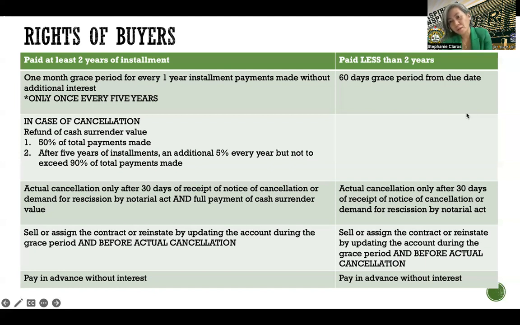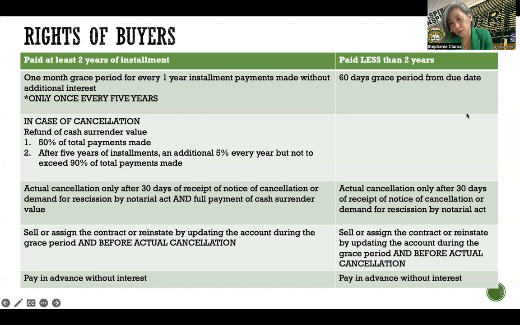So are there rights available to the buyer who has paid less than 2 years? Let's look at the table. So the grace period for a buyer who has made less than 2 years of payments is 60 days grace period counted from the due date of the payment.